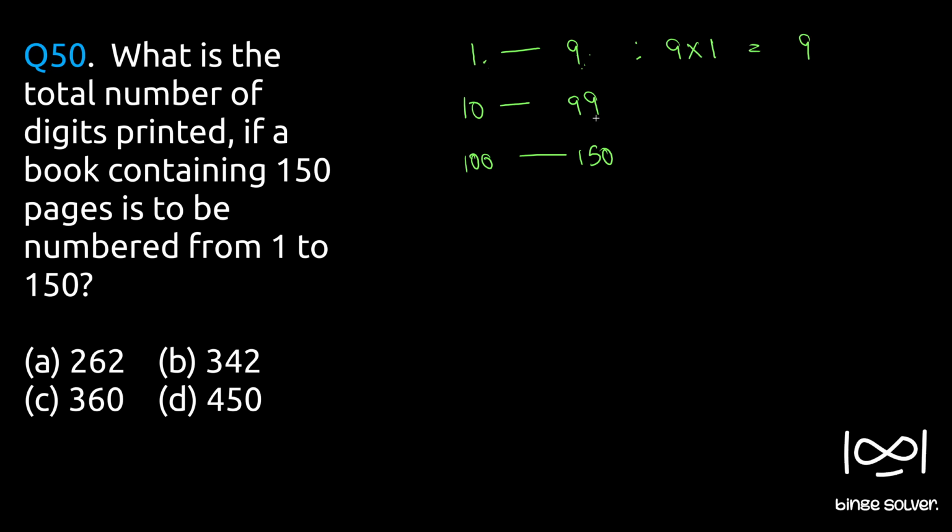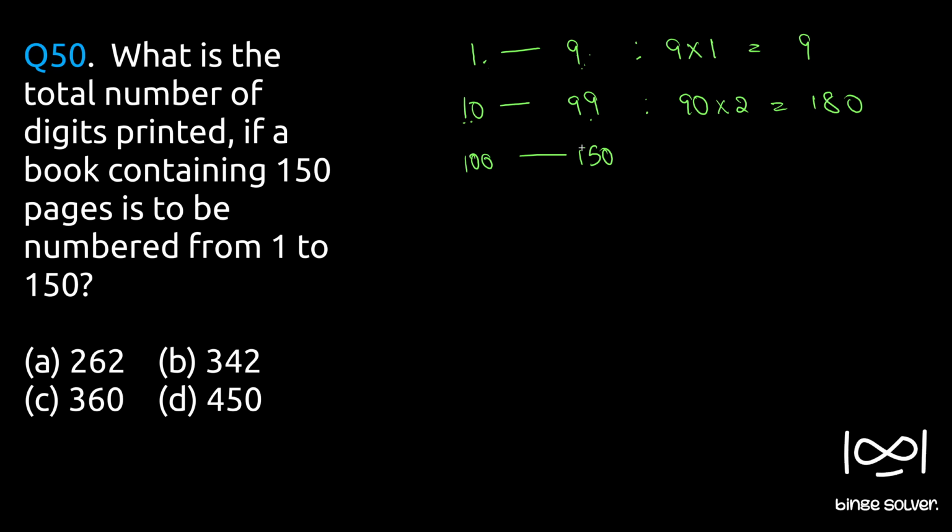Here we need to find the number of pages from 10 to 99. 99 minus 10 plus 1. So 99 minus 10 is 89, plus 1 is 90. So 90 pages, and for each page we need 2 digits. So 90 into 2, we need 180 digits to be printed.